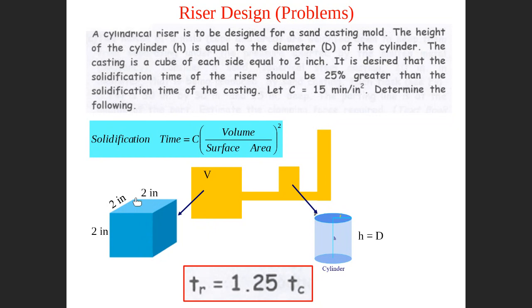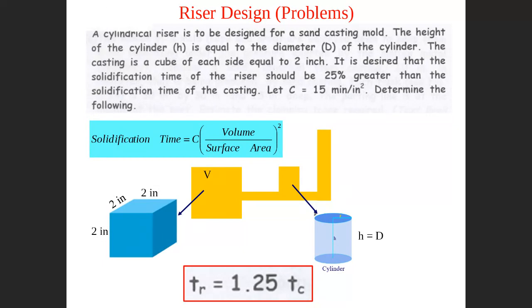It is desired that the solidification time of the riser should be 25% greater than the solidification time of the cast. This is a cast, this is a riser. TC is the solidification time of the cast.